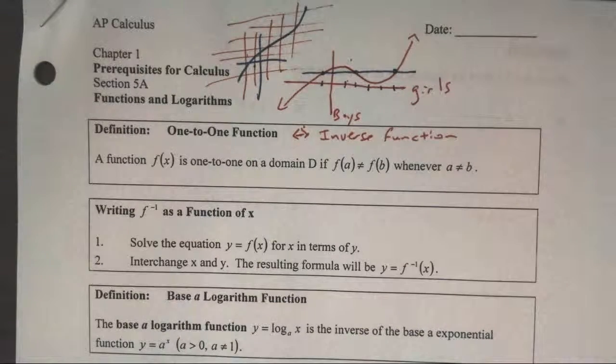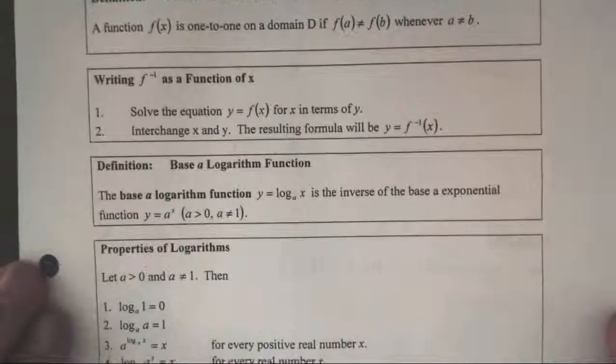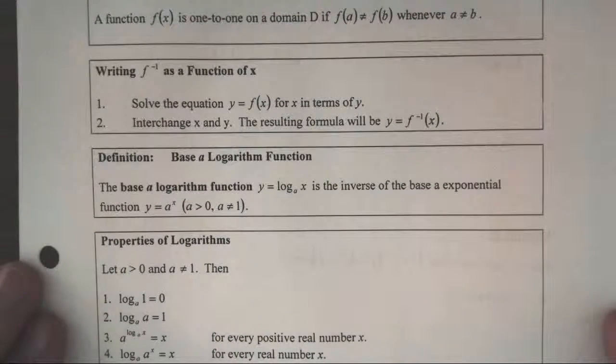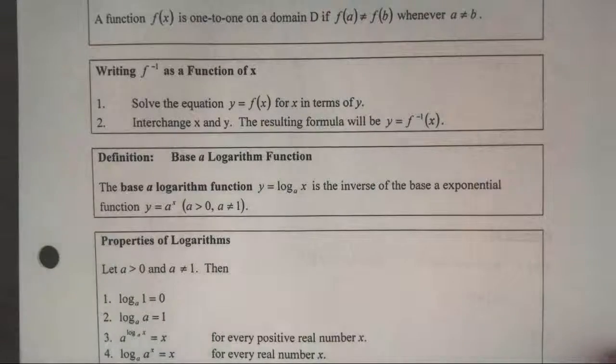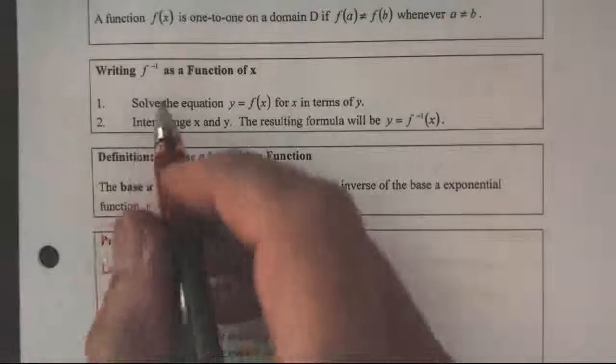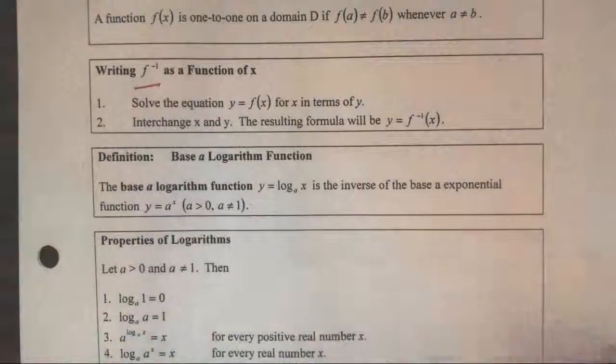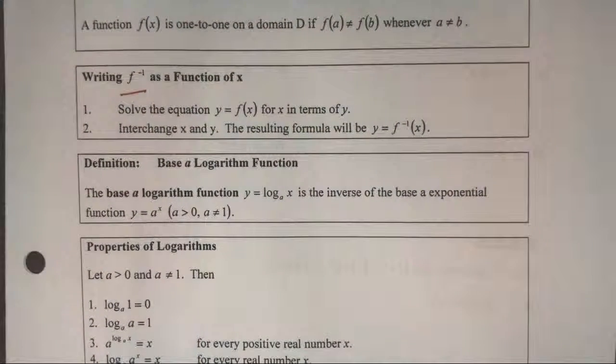Okay, writing f inverse, the inverse function, as a function of x: solve the equation y equals f of x for x in terms of y, then interchange x and y. This is going to make a lot of sense when we realize the most basic thing to know about an inverse function is that it turns x's into y's and y's into x's.